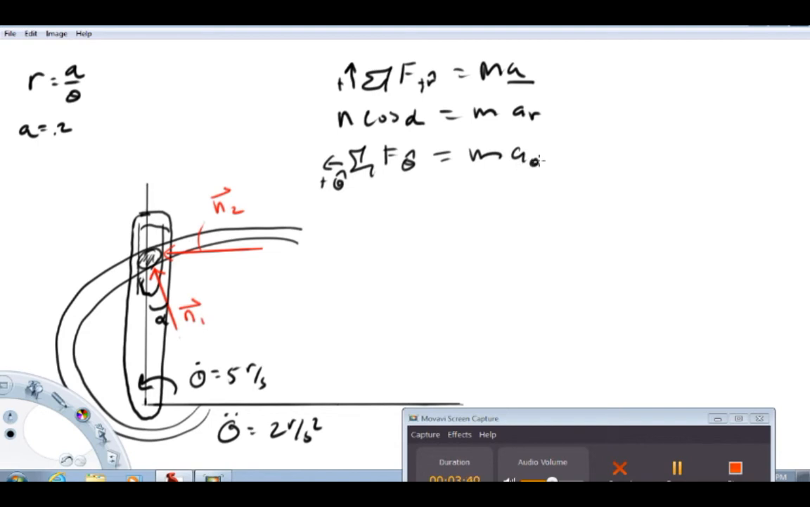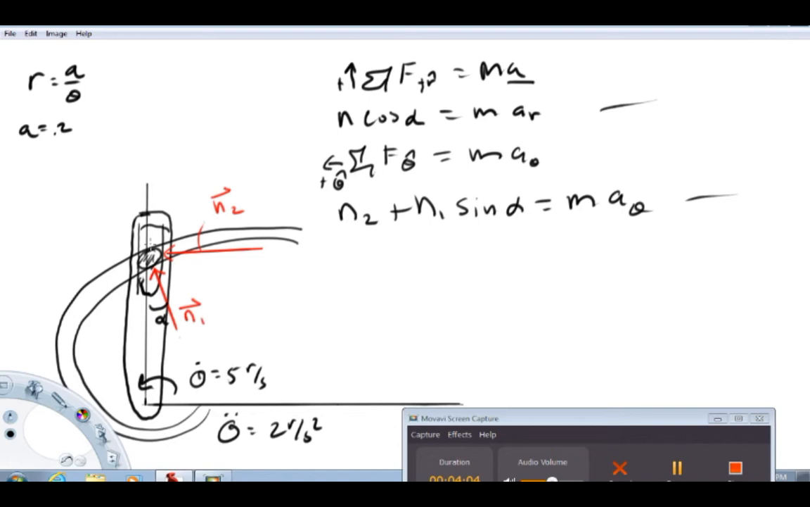So looking at the free body, there are two forces now that have components in the theta hat direction, n2 and n1 sine alpha. So I'm going to go ahead and add these. So we're going to have n2 plus n1 sine alpha equals m a sub theta. So here's the two Newton's second law equations for this free body.